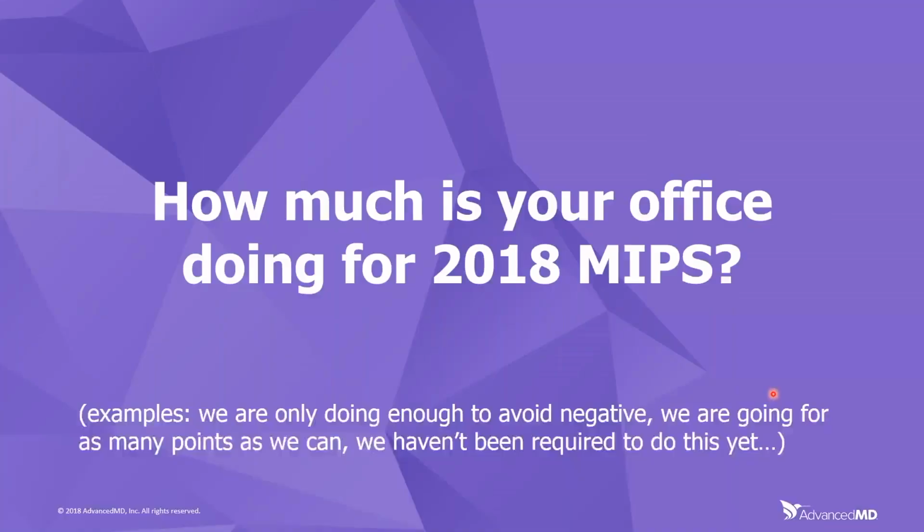The next thing I would like you to do is practice that. Submit a question, or actually, submit an answer to me. It will help us when we are putting together materials and additional webinars. So if you could please let us know how much your office is doing for 2018 MIPS. It could be we're only doing the negative, we're only trying to avoid the negative, we're going for as many points as we possibly can, or we have no idea what we're doing. If you could take just a second and answer that, that would be incredibly helpful to us.